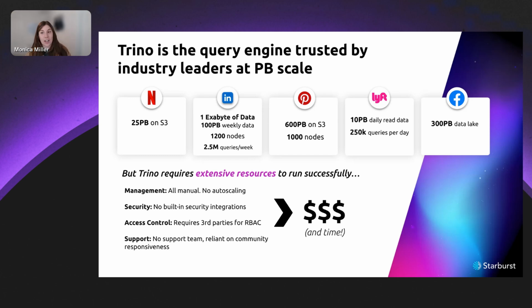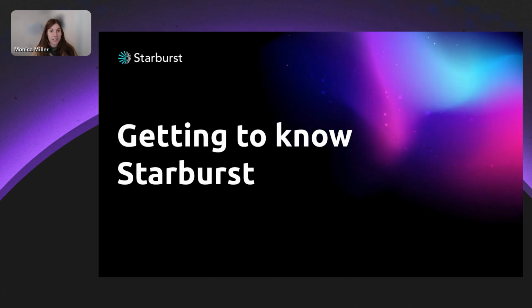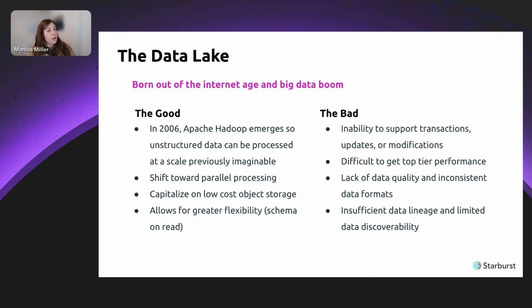So with that, let's talk a little bit about Starburst. Because we've talked about the Trino part, let's talk about what Starburst has to offer. We mentioned this, I'm just going to run through this briefly. So we have the data lake. First, we have the data warehouse or data warehouses, but we have the data lake where we can see the awesome capitalization on low-cost object storage.